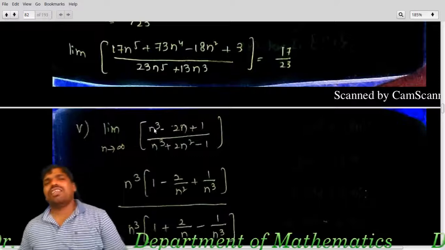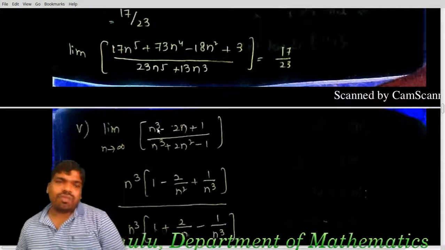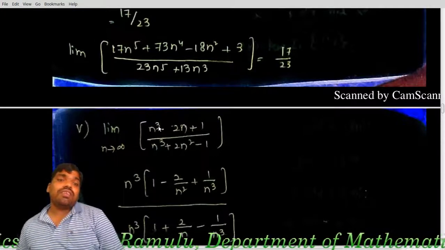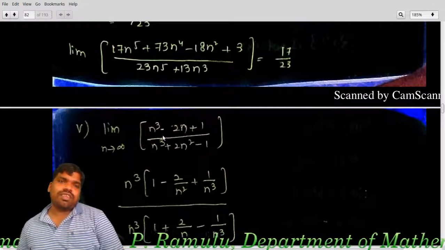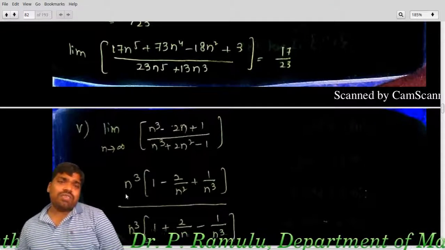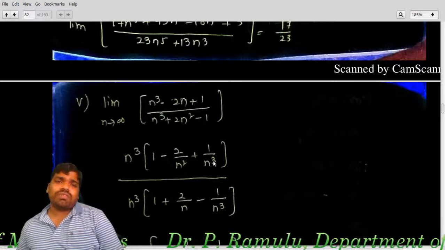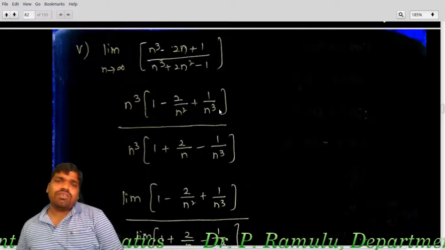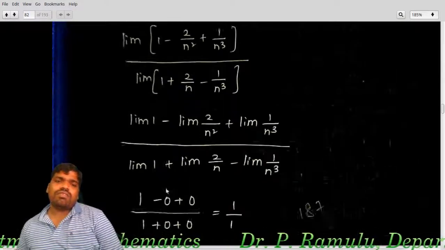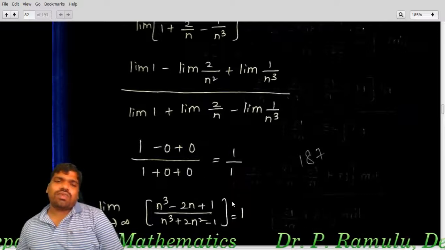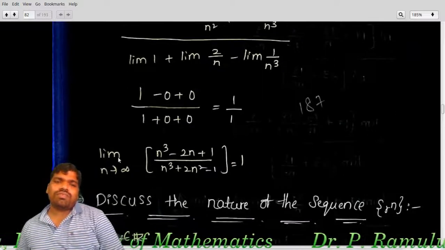If I take that, the quotient of the powers will be the limit of the sequence, right? Simply here, if I do that, you can take n cube common out. With n cube common out, what do we get here? 1 minus 2 by n square plus 1 by n cube. This is 1 minus 0 plus 0, that equals 1. Limit of n cube equals 1.